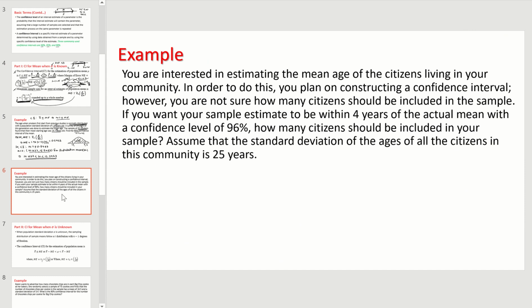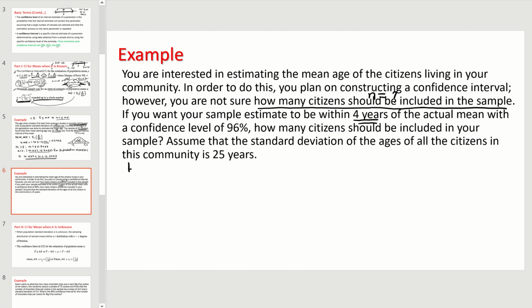You are interested in estimating the mean age of citizens living in your community. In order to do this, you plan on constructing a confidence interval. However, you are not sure how many citizens should be included in the sample. So you can clearly see you have no idea how many citizens should be included in the sample. So we don't know what n is. If you want your sample estimate to be within 4 years of the actual mean, that is, the mean is the estimated mean plus 4 and the estimated mean minus 4, the meaning of that is this 4 here is the margin of error.